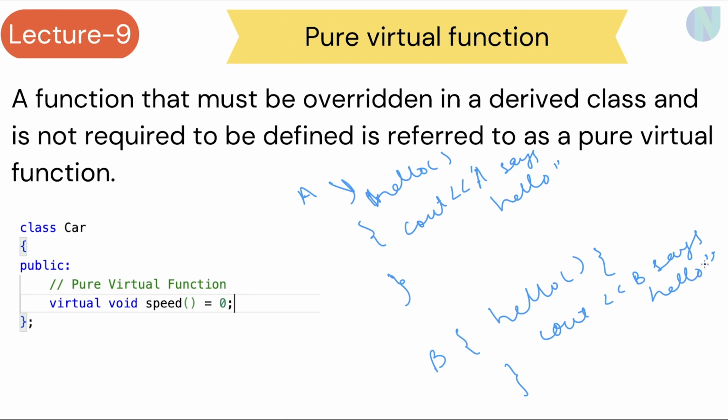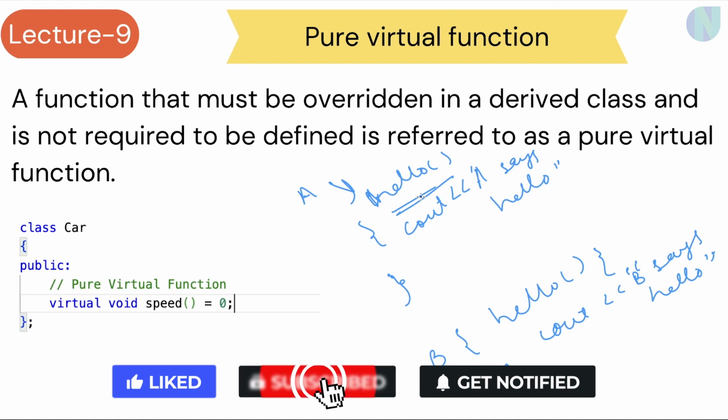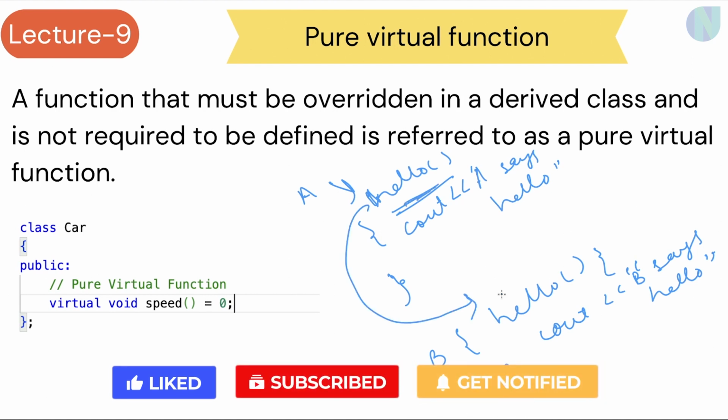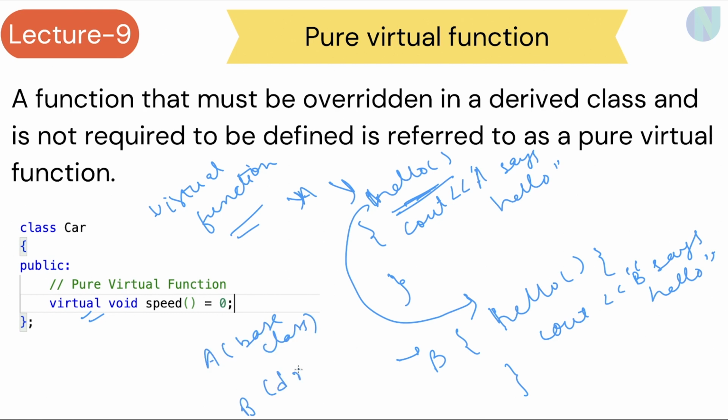So basically overriding means you are having some kind of property or method and you are giving the definition again for this particular method. So basically you are overriding the method. Now consider I am having a virtual function. As we learned in the last video, in virtual function I am having a class A that is a base class and a class B that is a derived class.